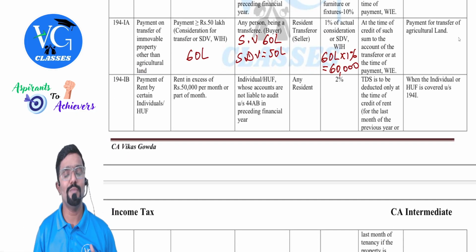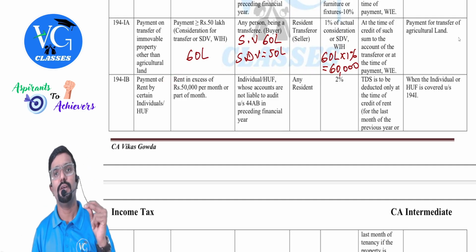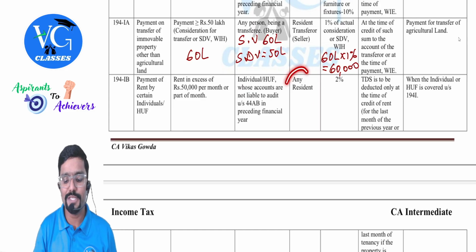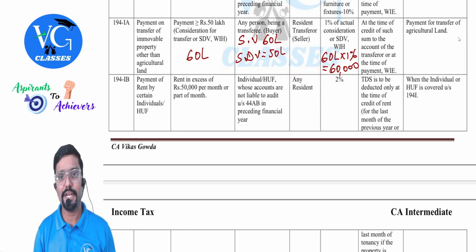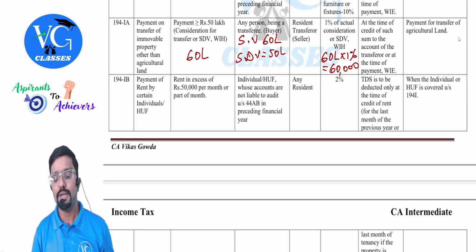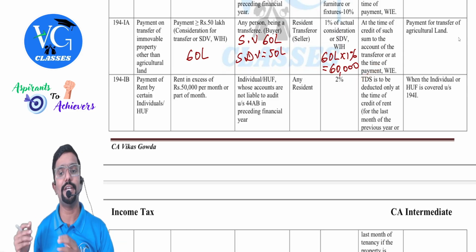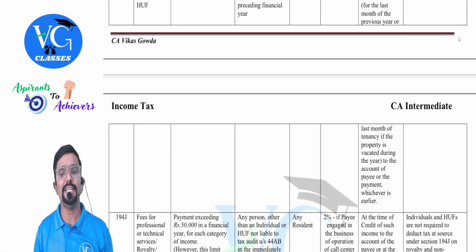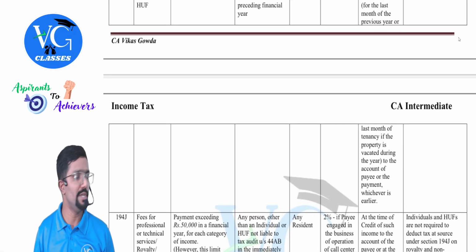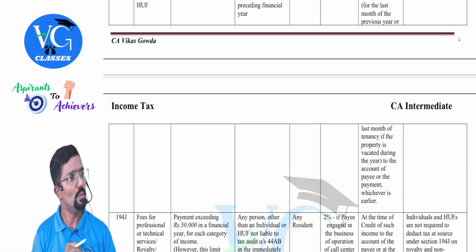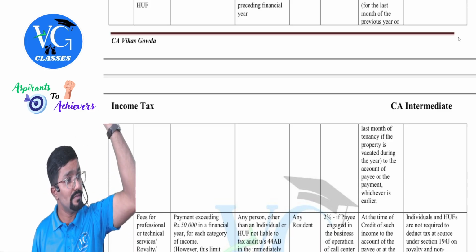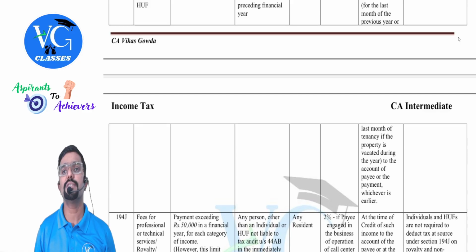Fine. Sir, how much is the threshold limit? Payment in a month. You are paying a rent of how much? 50,000 or more. To whom? Who is the owner? Any resident. What is the rate of TDS, sir? 2%. When TDS has to be deducted? Not every month. TDS has to be deducted only at the time of credit of rent for the last month of the previous year, or the last month of the tenancy if the property is vacated during the year, whichever is earlier. Simple. At the time of giving credit for the last month or at the time of payment, whichever is earlier.